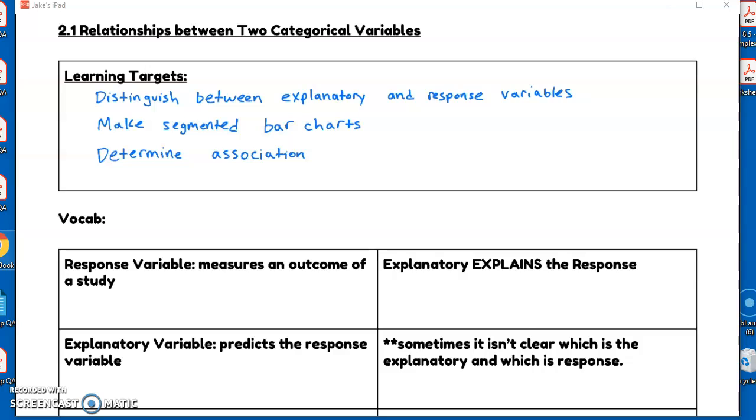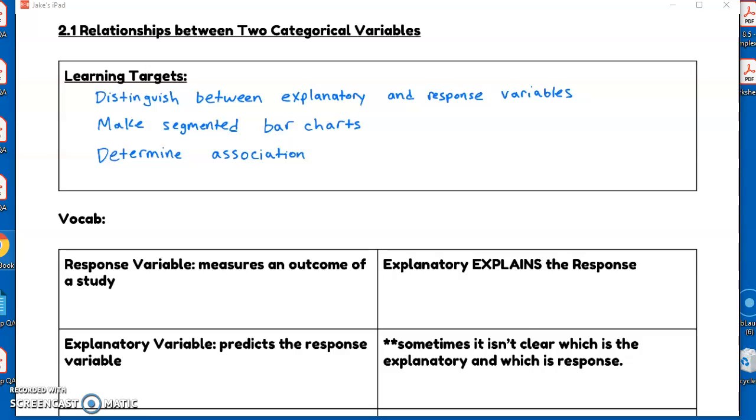So 2.1, talking about a few things. We'll back up. Chapter 1 was all about one categorical or quantitative variable. We're looking at graphs and charts dealing with one variable. But chapter 2 is all about when we have more than one, mainly when we have two variables, and ways we can show that using graphs.